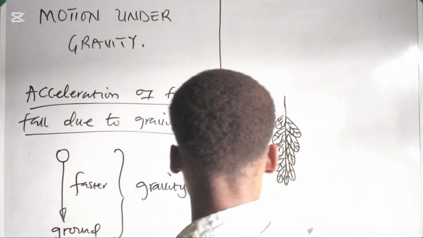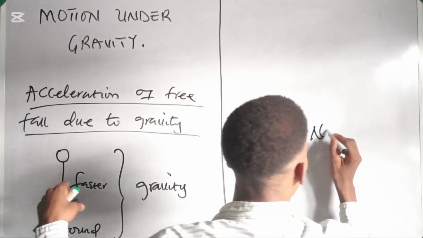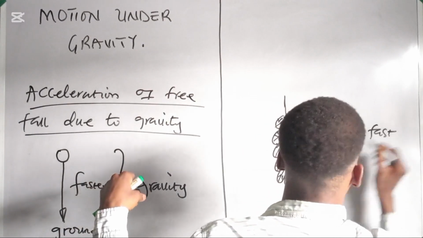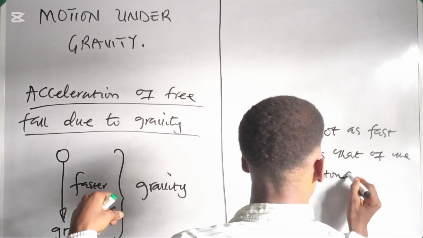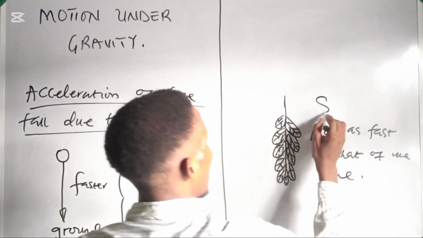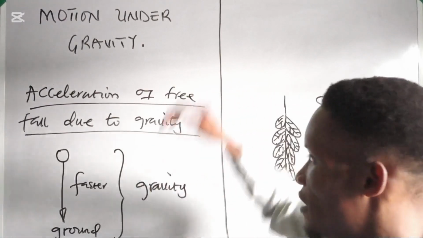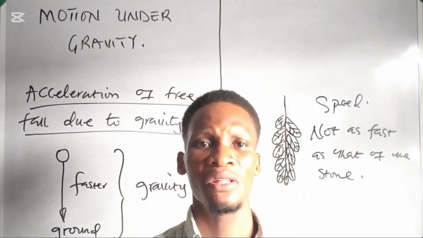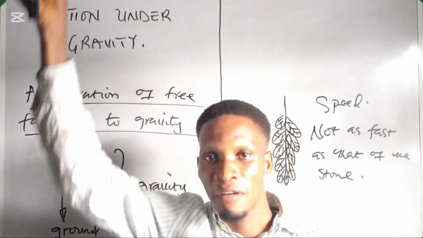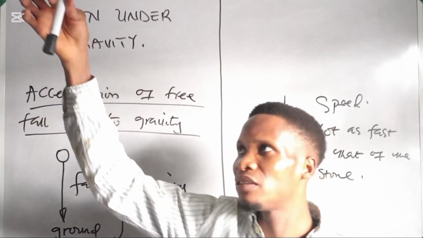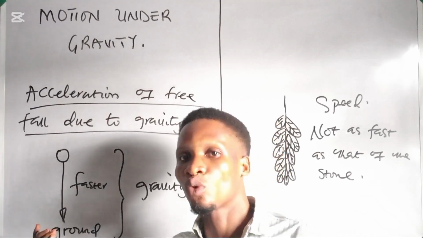So you notice that this feather will not fall as fast as that of the stone. The speed was not as fast as that of the stone when I released it. The stone fell very fast. So you may ask yourself, what is the reason why if I release a stone from a height it falls very fast and hits the ground, but when I release a feather from a height, it does not fall as fast as the stone to the ground?